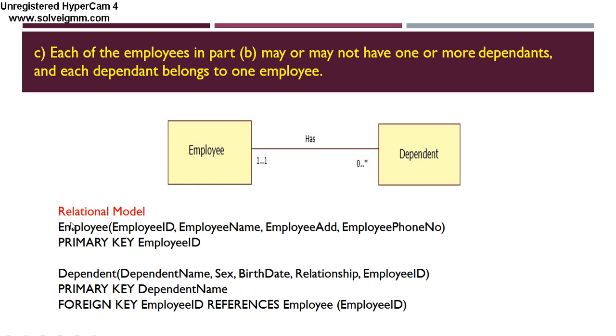So the relational model is employee ID, employee name, employee address, employee phone number, and the primary key is employee ID. Dependent name, sex, birth date, relationship, employee ID. The primary key is dependent name. The foreign key is employee ID, referencing employee ID.